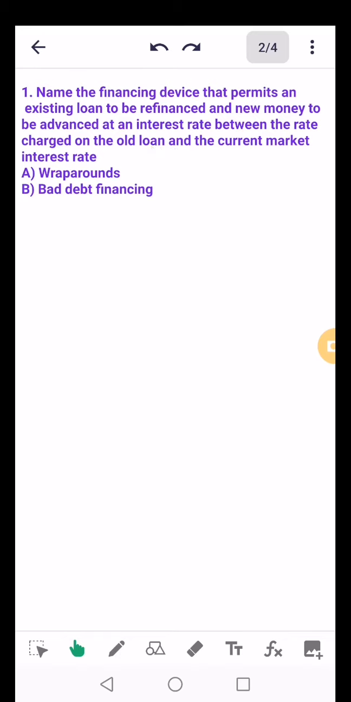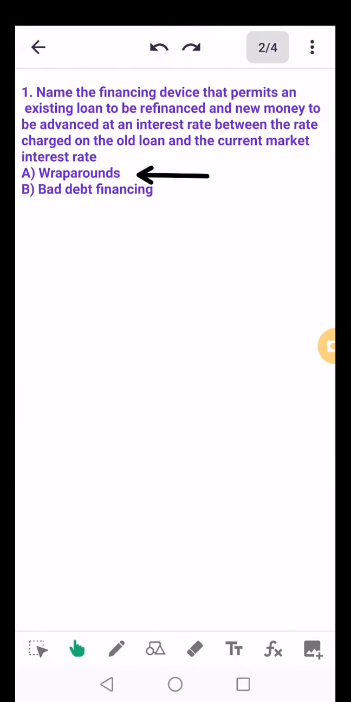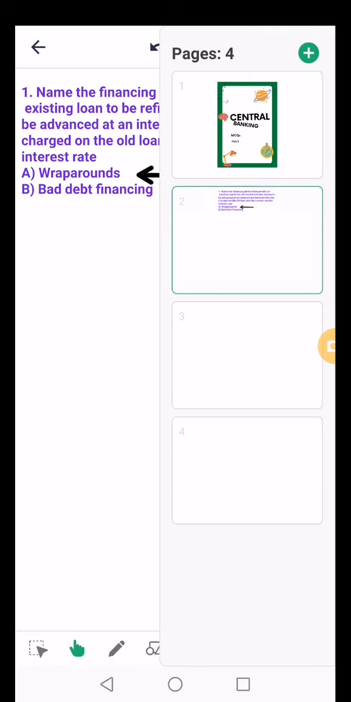It is called a wraparound loan. This is a kind of loan. There are different types of loan, right? So this is one of the types of loan which is very risky. So let me explain this with an example for more clarity.